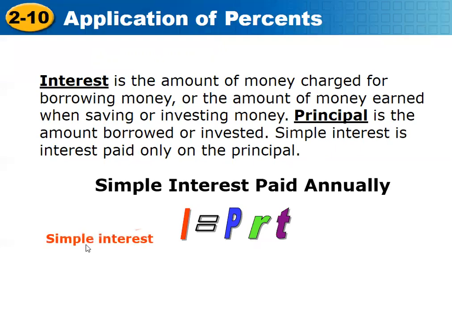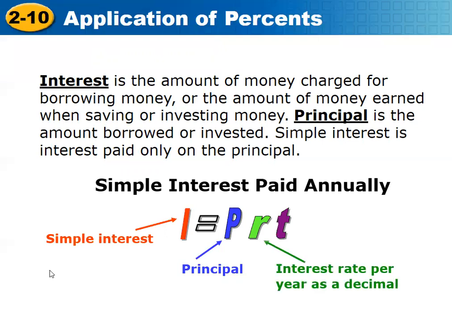Let me check with you what the meaning is for each one. The first one is simple interest. The second one is the principal, which is the total amount at the beginning which you deposit or borrow from the bank. The rate is the interest rate per year as a decimal. So this one is a percent, and we have to change it into a decimal. And the T is the time per year. This formula is very important to know, to study the simple interest formula.